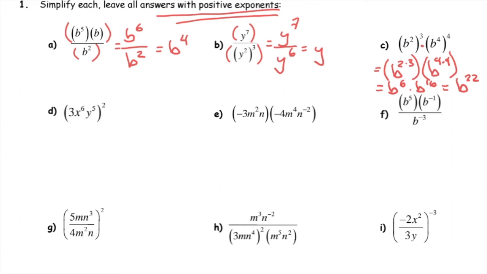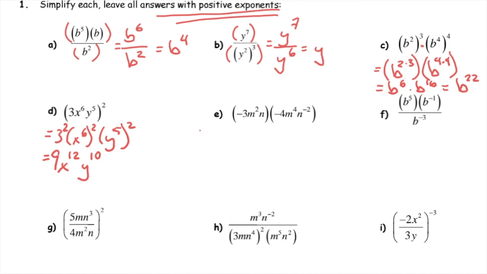Here, what's going to happen is, because of all the multiplication within the set of brackets in the base of that power, that square is going to distribute to every factor. So 3 squared multiplied by x to the 6th squared multiplied by y to the 5th squared. And so 3 squared is 9. Then I've got a power of a power, so I multiply the exponents, so x to the 12. Y to the 5th squared, I multiply the exponents, and I get y to the 10.